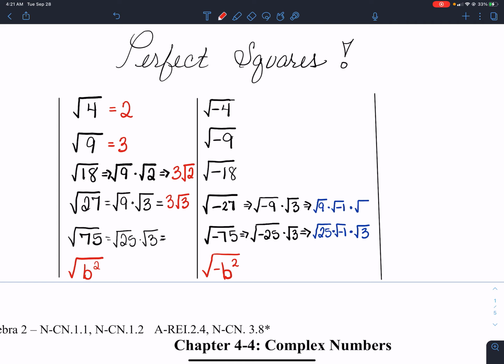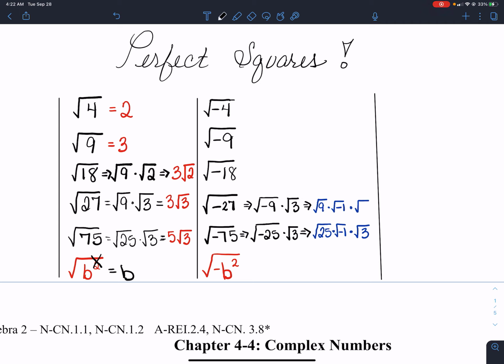Okay. 75 is not a perfect square value, so we can break that up to radical 25, which is a perfect square value of 5. And since radical 3 is not a perfect square, we have 5 times radical 3. Okay. This last one is like our literal equations, where we've got the square root of b squared, and we said a square and a square root cancel out. So then we are left with b.